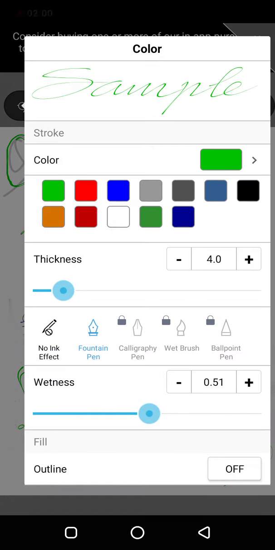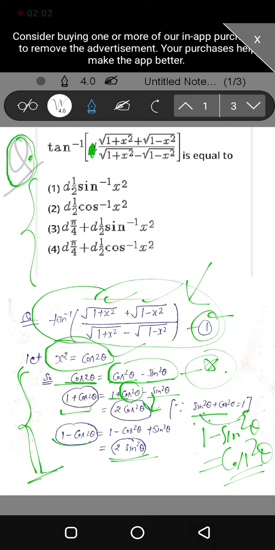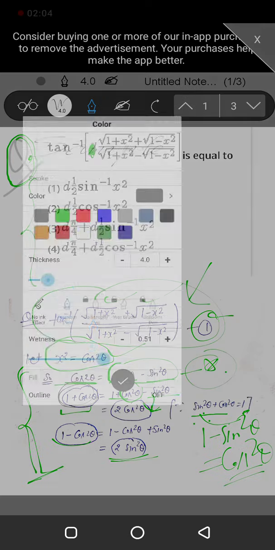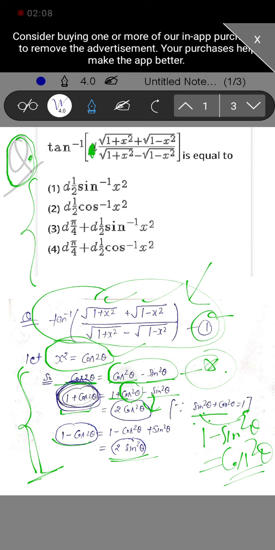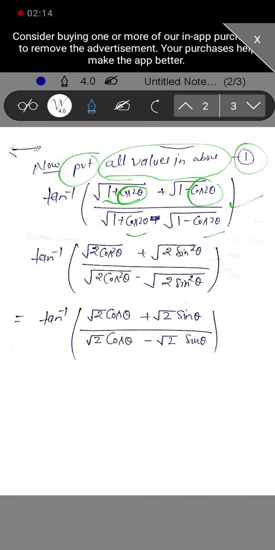I'm using 1 plus cos 2 theta as 2 cos square theta, and 1 minus cos 2 theta as 2 sin square theta. So just replace these values. Here was 1 plus cos 2 theta, so I put 2 cos square theta. Here was 1 minus cos 2 theta, so we have put 2 sin square theta. Again the plus was replaced by 2 cos square, and the minus was replaced by 2 sin square. Okay, no problem till here.